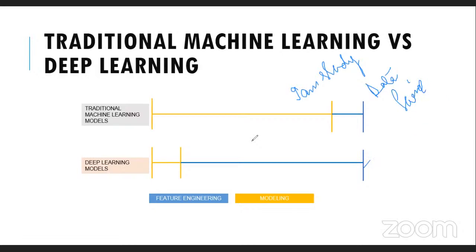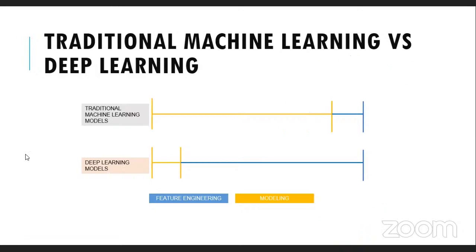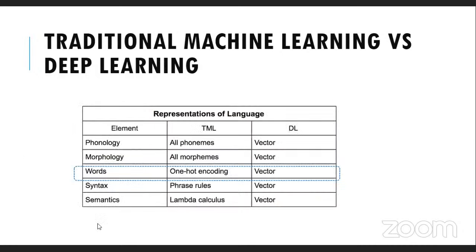As compared to something, let's say you want to predict house prices based on the number of rooms. This is a very well-defined feature. So in the context of deep learning models, the idea is to use the text to generate the features, and then the modeling happens. That's one of the key distinctions between traditional machine learning models and deep learning models.